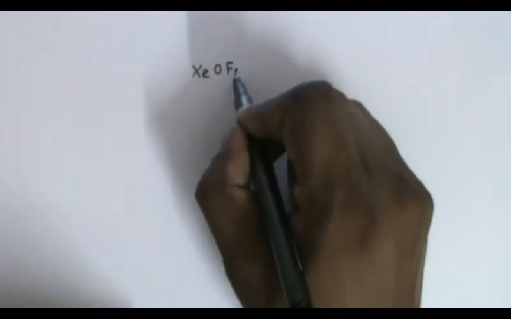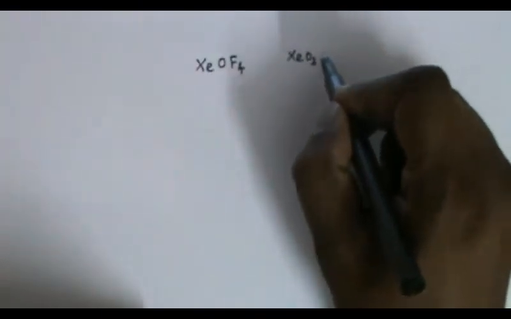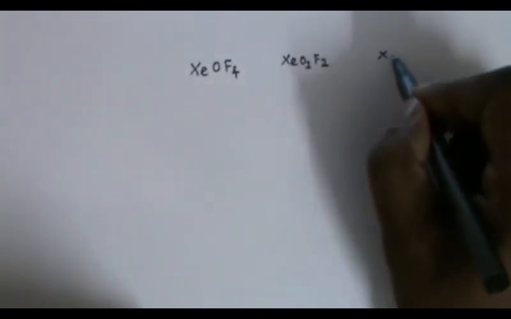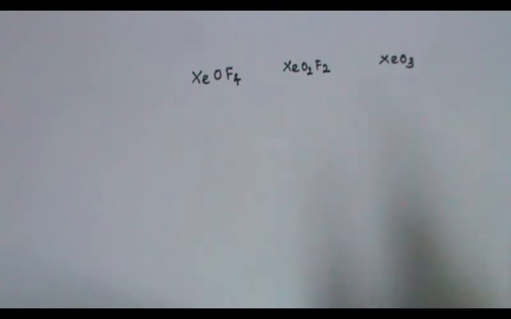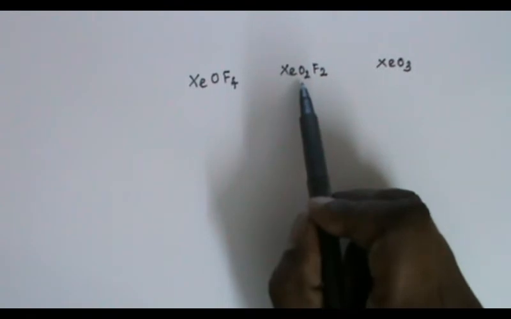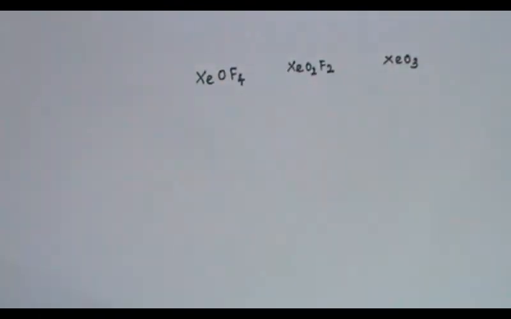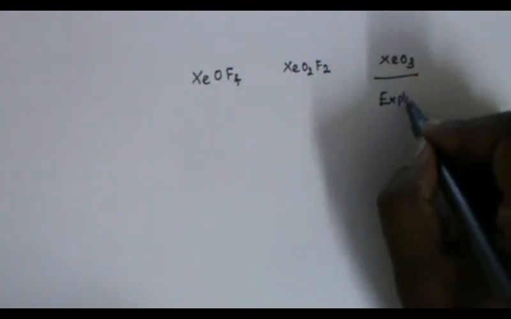Now, in addition to that, we have a few more compounds of xenon, that is XeOF4, XeO2F2 and XeO3. So what I have done is, I have replaced 2 fluorine atoms by 1 oxygen, 4 fluorine atoms by 2 oxygens, 6 fluorine atoms by 3 oxygens. In this particular xenon trioxide, it is explosive.